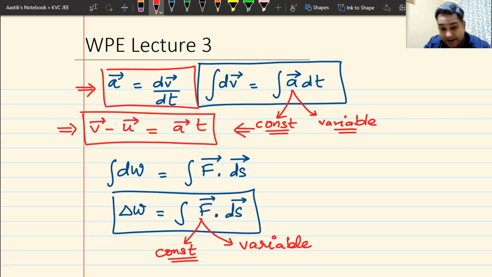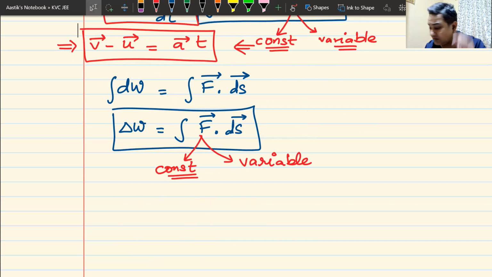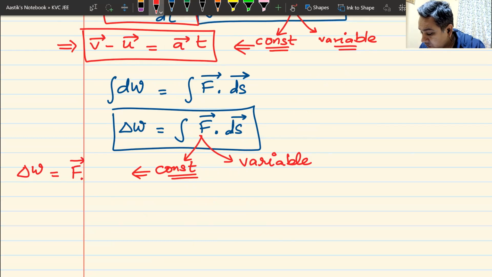Now, as we have seen in the previous class, when force is constant, I can write this integral in this form. I can write the work done delta W. Still, we don't know why we are using delta W. I will tell you, don't worry. If force is constant, then I can simply write the above integral as F dot delta r. I've written delta s there and delta r here, so I'll just make it delta r so that the confusion does not arise.